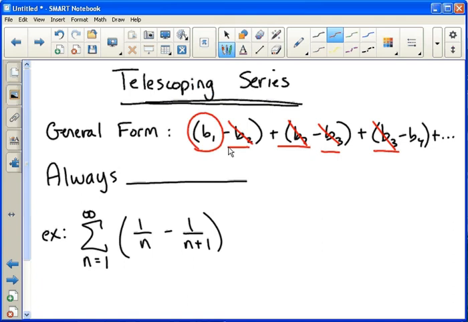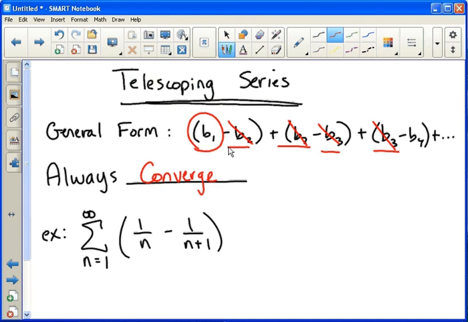So first thing I want to make sure you know is that telescoping series always converge. So as soon as you can identify that it is in fact a telescoping series, you know immediately it converges. No questions asked. But telescoping is also one of the types, along with geometric, that we can find the sum. So I want to show you how to do that.